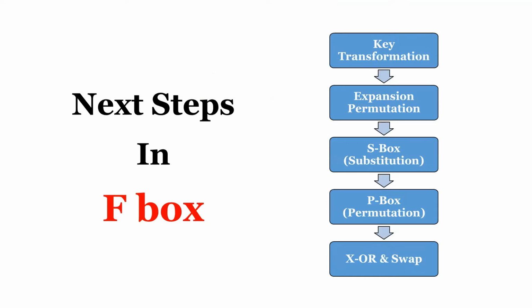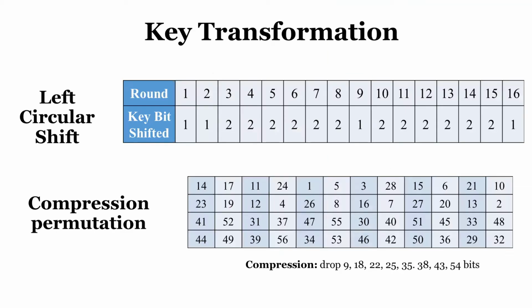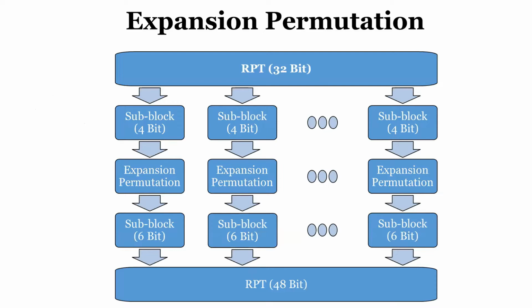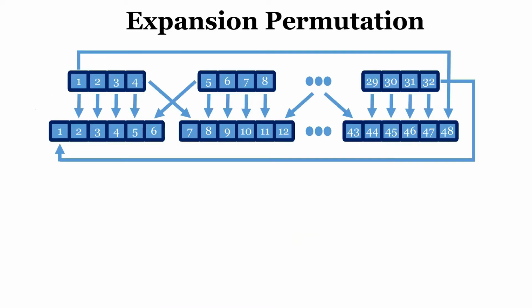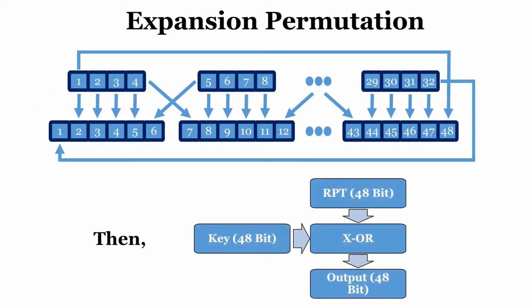Briefly, it starts with key transformation, where we left shift the 56-bit key and eliminate certain 8 bits. For example, in the first round, the key will be left shifted by 1 bit, and we will drop the following bits: 25, 35, 38, 43, 54, etc. Then we implement the expansion permutation. For the right part, we create 8 blocks, each with 4 bits, then add 2 bits to each of them, resulting in 48-bit text. This part is now XORed with the 48-bit key, as we can see here.